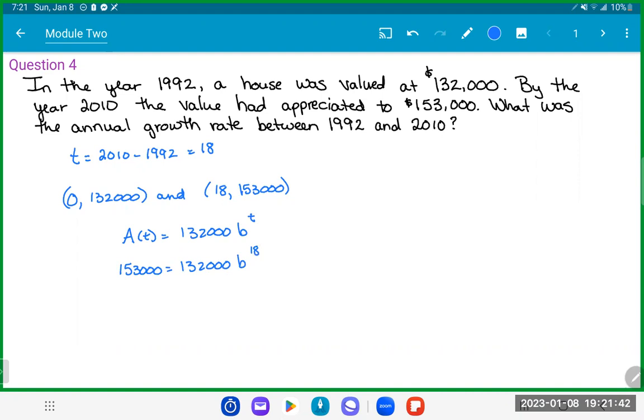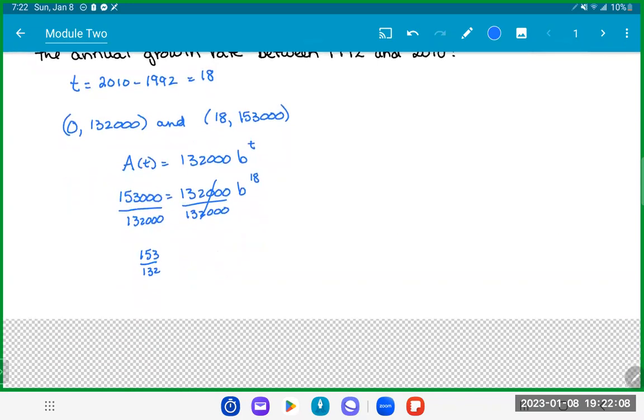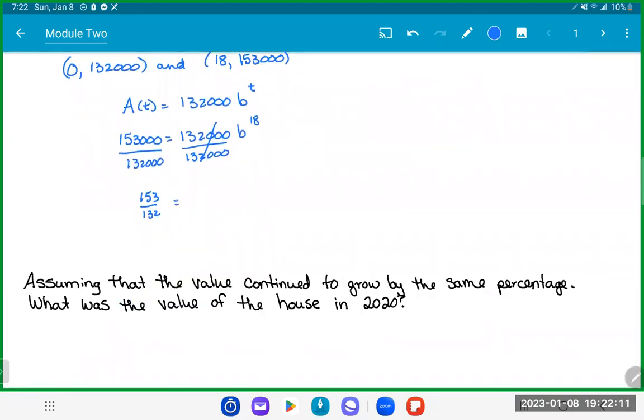Okay. So what we could do is we need to isolate B by itself. In order to do that, we could divide both sides by this 132,000. Okay, so it's going to go away on this side, and it's going to leave me with 153 over 132 on the left-hand side. That's really just because the 3 zeros in the numerator cancel out with the 3 zeros in the denominator. And then we're left with B to the 18th power on our right-hand side.